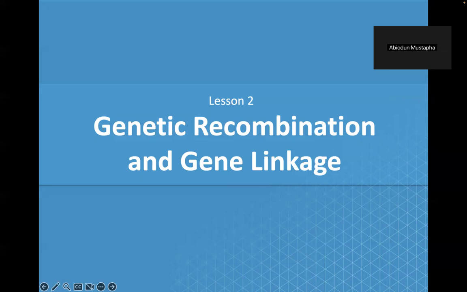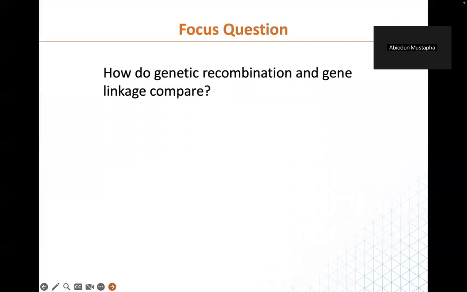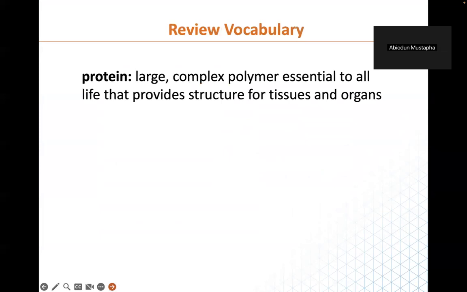Welcome back to lesson number 2, genetic recombination and gene linkage. Genetic recombination is a word used to describe the kind of combination that happens after there's been a separation between the alleles. Proteins are large complex polymers essential to life that provide structure for tissues and organs. The summary is proteins help the cells, tissues, and organs to grow properly.